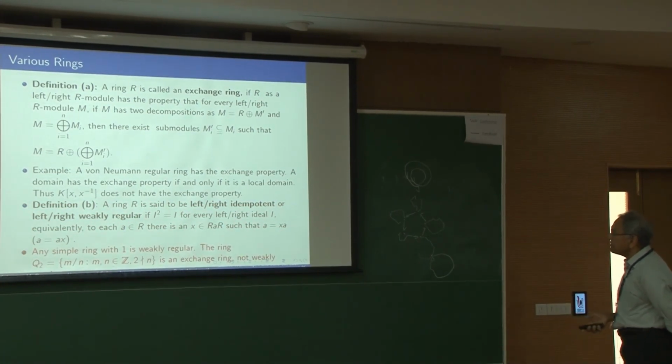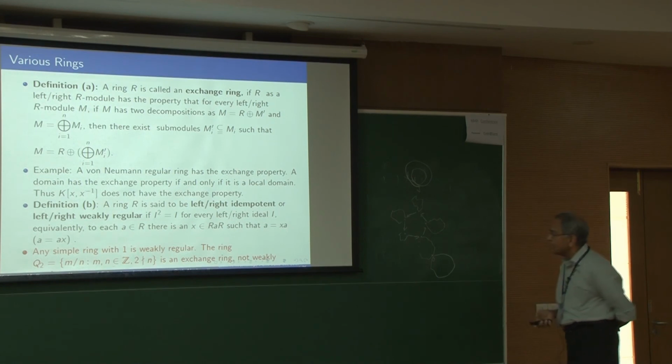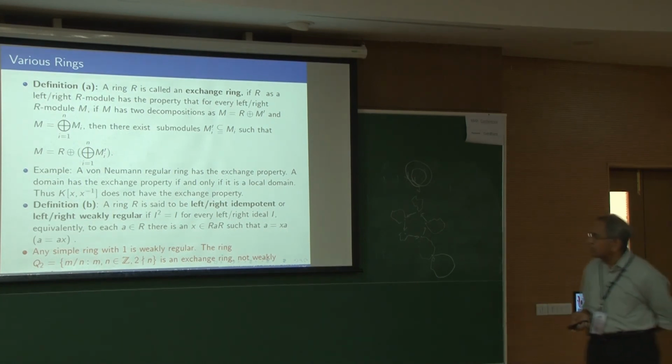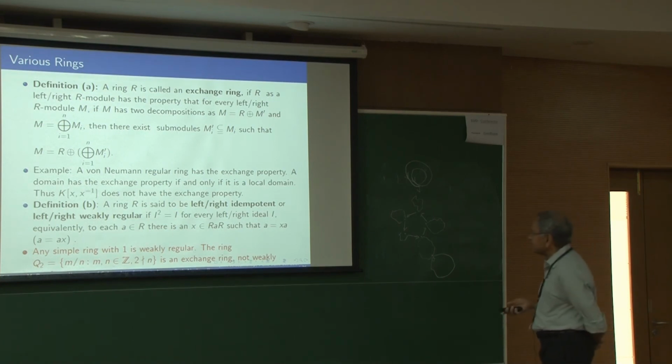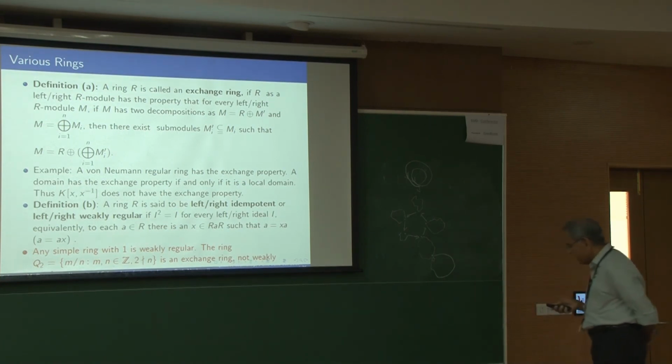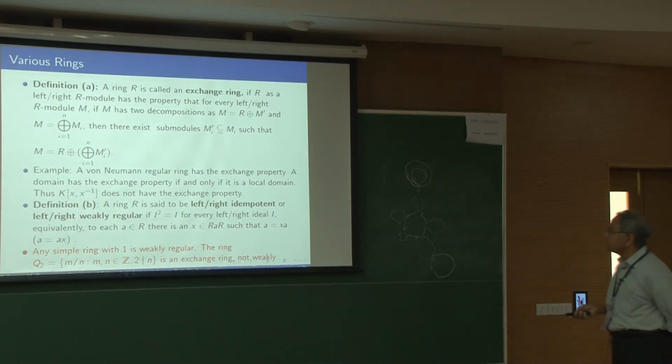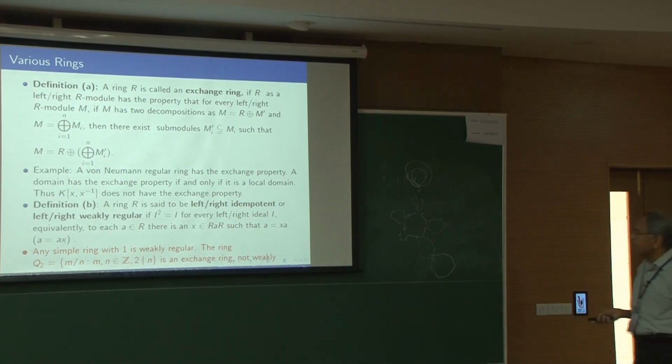For instance, a simple ring with identity is weakly regular. The ring of all fractions m over n, where the denominator is odd, is an exchange ring because it's a local ring, but it is not right weakly regular because it's an integral domain. An integral domain cannot be right weakly regular unless it's a field.